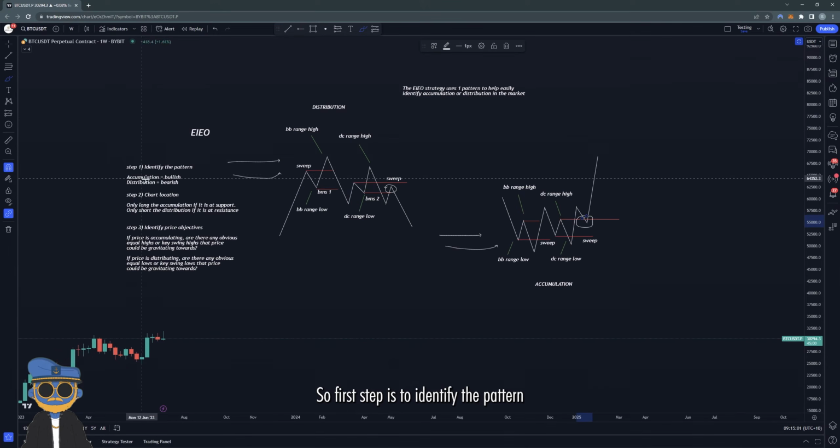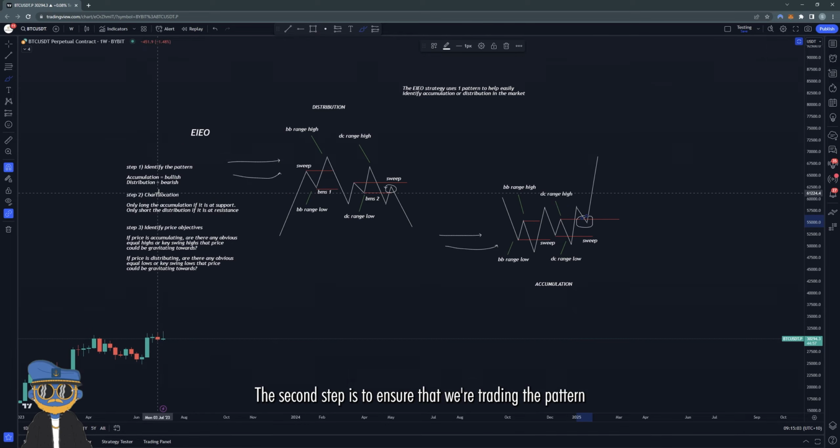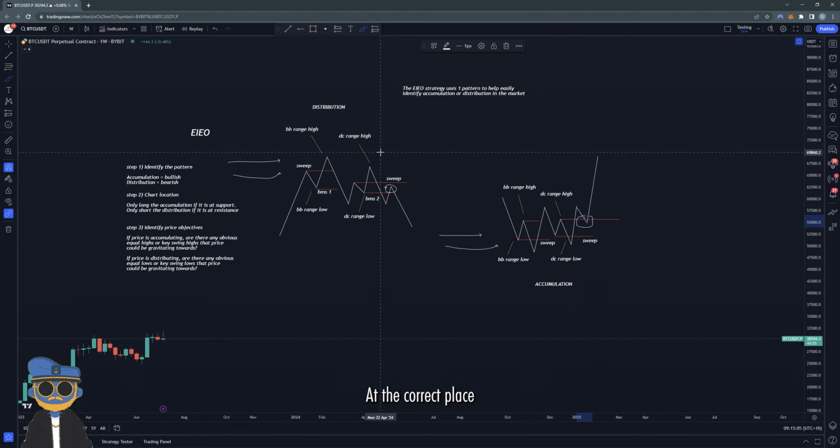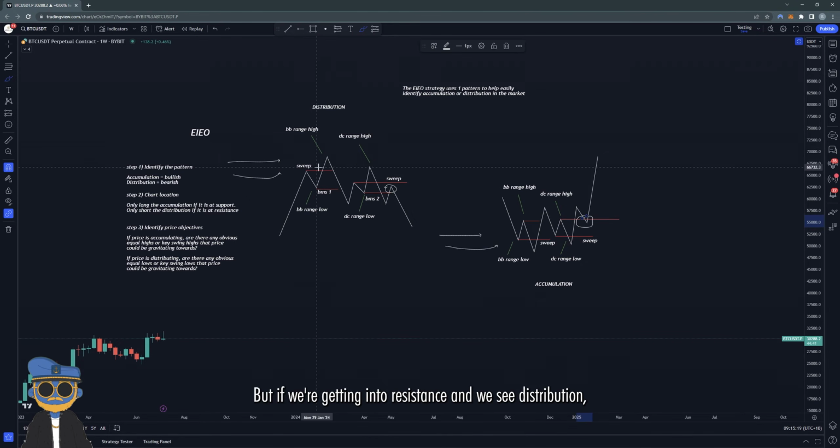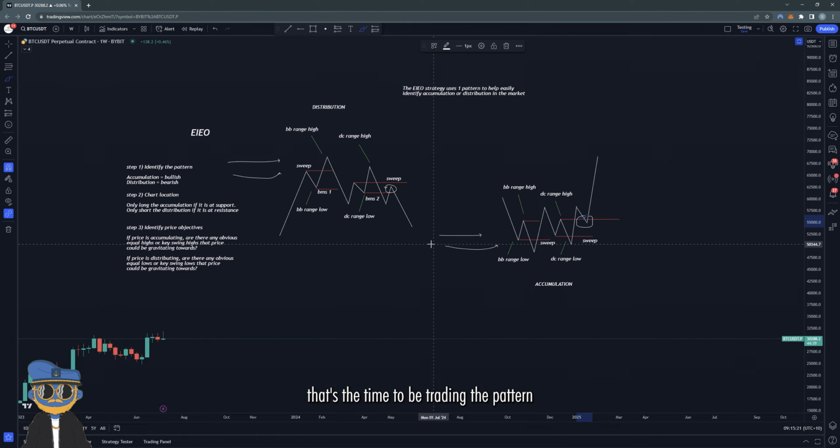So first step is to identify the pattern. The second step is to ensure that we're trading the pattern at the correct place. If we follow the simple rule, do not buy into resistance and do not sell into support. If we're leading into resistance and we're getting accumulation, that is not the time to be trading this pattern. But if we're getting into resistance and we see distribution, that's the time to be trading the pattern.